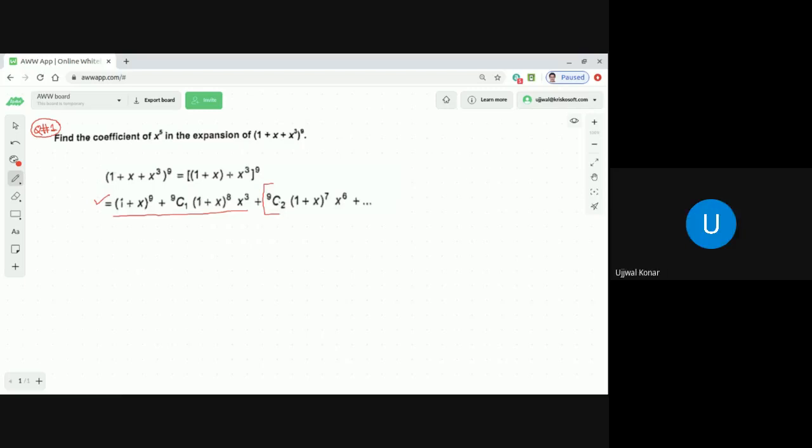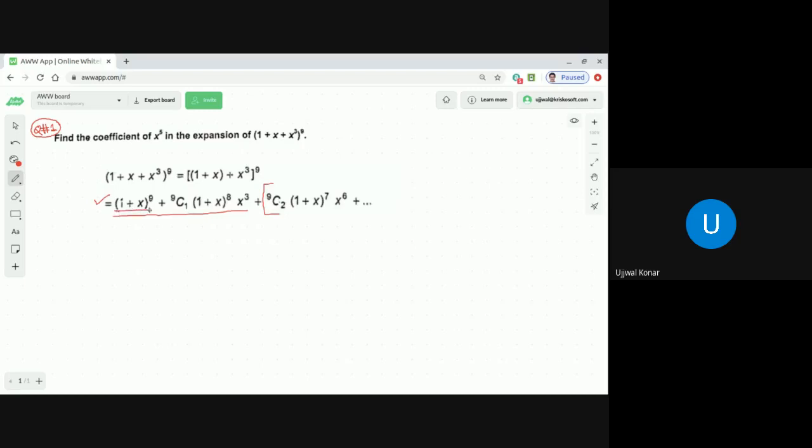From 9C2, as it is x power 6, then 9C3, x power 7, we should not bother. Why? Because the question is to find the coefficient of x power 5. These are absolutely clear, dear Disha. Now, what is our task? Our task is to find the coefficient of x power 5 in these two terms.